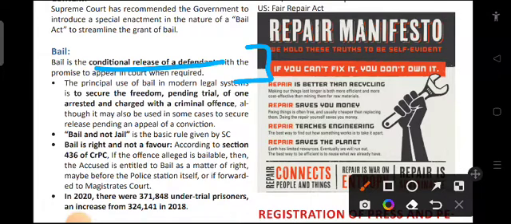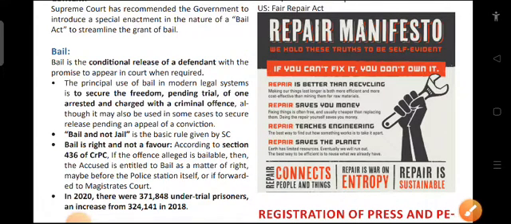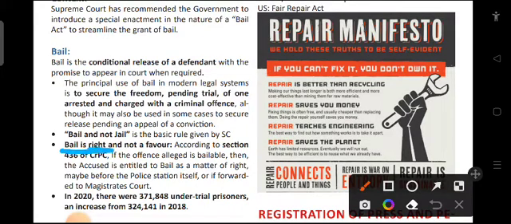So, the principal use of bail in the modern legal system is to secure the freedom pending trial of one arrested and charged with a criminal offence, although it may also be used in some cases to secure release pending an appeal of a conviction. So, bail not jail is the basic rule given by Supreme Court. Since our country, India, is a soft state, we prefer to give bail to people rather than jail until and unless they have been confirmed to be criminals. Bail is a right and not a favor.